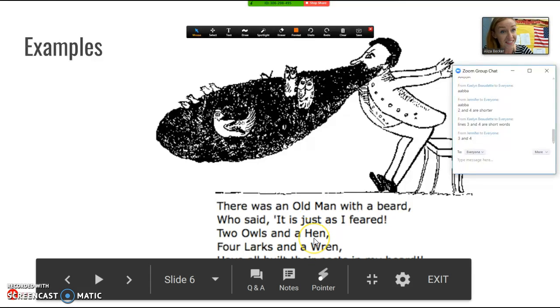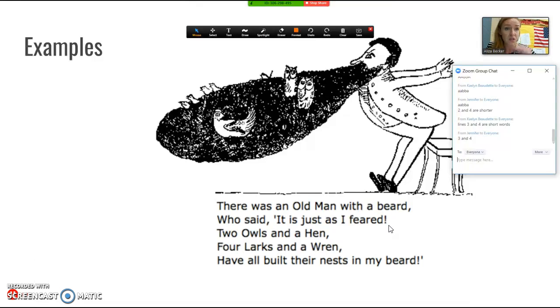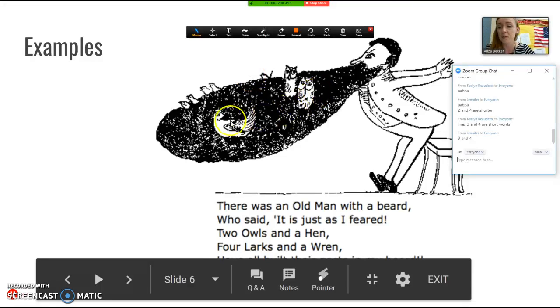Lines 3 and 4 are a lot shorter than lines 1, 2, and 5. And that has to do with the rhythm of the poem. So in a little bit, when you go to write your own poem, you need to keep in mind, not only do you need that AABBA rhyme scheme, you also need to make sure that lines 1, 2, and 5 are a little bit longer than lines 3 and 4. Does anyone else have any questions? And again, please write those questions in the chat box as we're going through this.